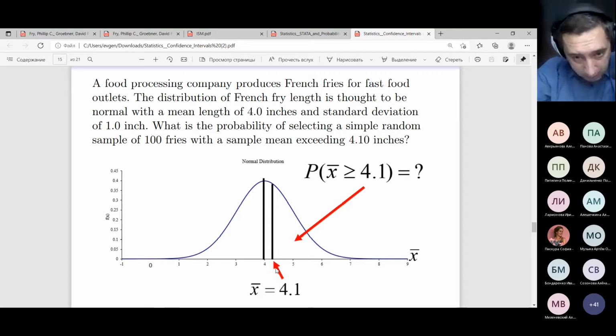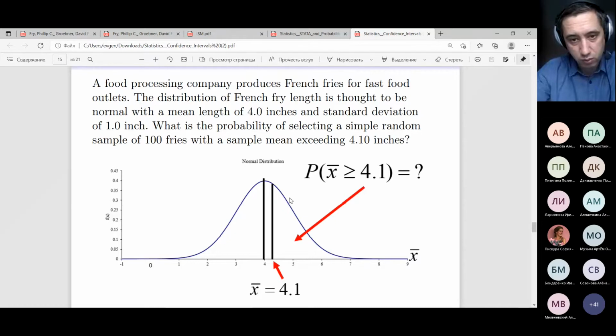Next, we have to think what area we are looking for. Are we looking for the area on the left side or on the right side? How can we find out? We have to read this task again and find a keyword, for example, exceeds, exceeding, greater, meaning that we have to use the bigger operator, or smaller, meaning that we have to look at the left side. We see that the mean is exceeding 4.1 inches, hence we have to look for this area in our distribution.